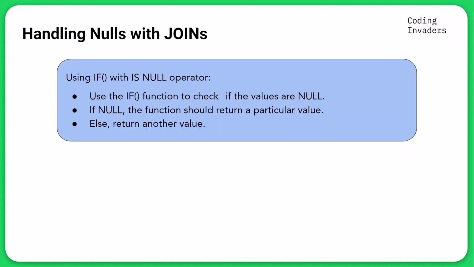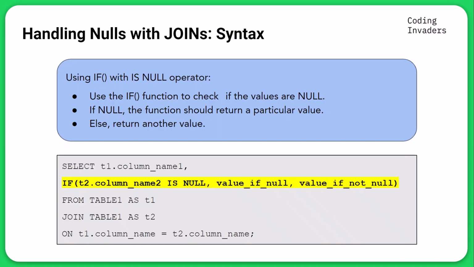Use the IF function to check if the values are null. If null, the function should return a particular value, else return another value. And here's the other way to write the SQL code. It says if this column is null, then the value whatever we are giving as value if null. Otherwise, the value if it is not null, meaning the original value that we have. So it is like true and false. It will check this condition. If column name 2 is null, it will check: yes, it is null. So true. Then give me this value if null, whatever value is mentioned over here. If it is not null, it means it is false. Then give me this value.